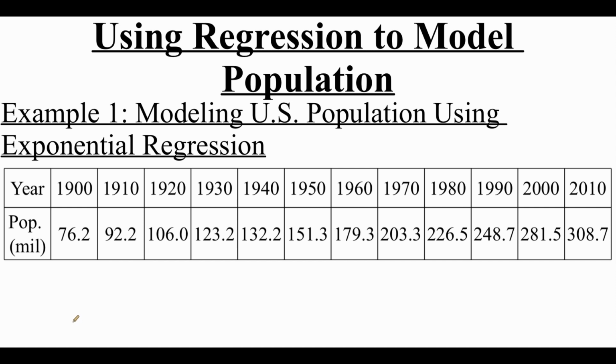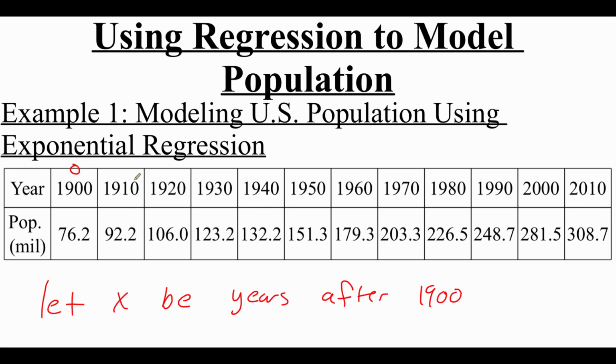people. Now in our calculator, when we're looking at our X values or our list 1 values, we're going to let X be the years after 1900. So 1900 is going to correspond with an X value of 0. 1910 would be an X value of 10, and then 20, and then 30, and so on down the line.